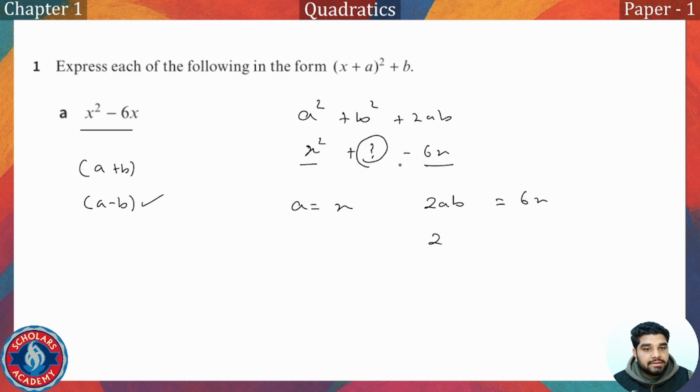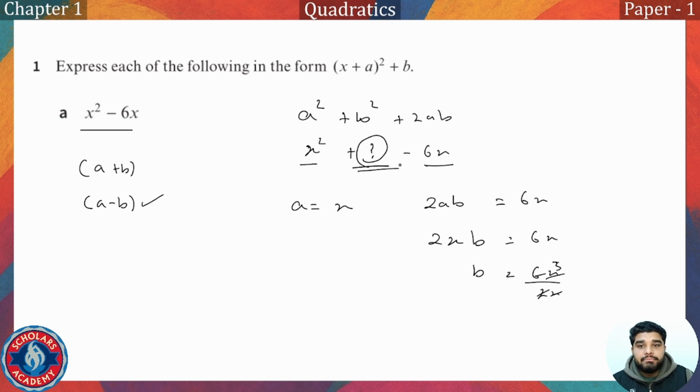So we can write in place of a as x, and 2b is equal to 6x. So b is 6x over 2x, that is 3. We get b as 3. What is missing? B square. We need 9 over here.